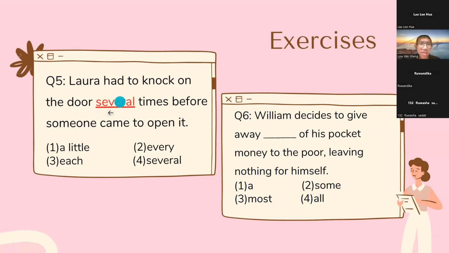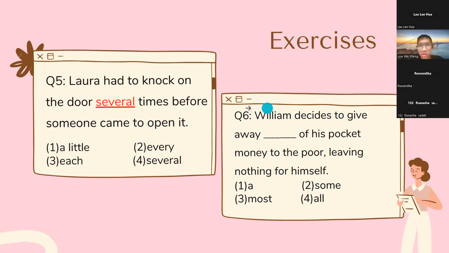Yeah, the answer is correct. It's several because you would only knock on the door a few times, right? Like 2 times, 3 times, 4 times. You don't knock on it many times, right? So several is the correct description. Every doesn't work because every refers to every time I come to the room, I knock on the door, right? This doesn't count the number of times it happens. A little is uncountable, and each has the same problem as every, so both of them don't work.